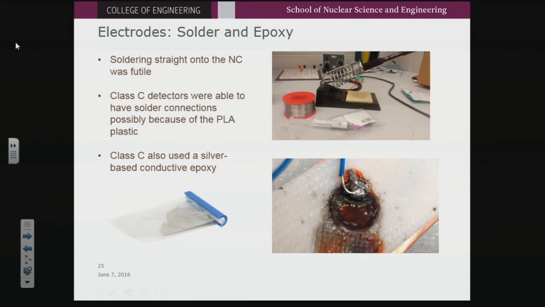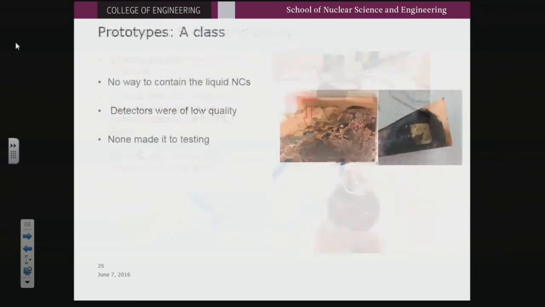So there are other electrodes: soldering and epoxy. Soldering onto the nanocrystals was a futile effort, at least I couldn't get it to work. For some Class C detectors, and I'll talk about what those are, we were able to employ soldering methods, but I believe the solder and the PLA plastic mixed together, and that's why it seemed to work. Although there's a physical boundary in actually touching the nanocrystal, that's how charge, I believe, was extracted. The best option, though, was the silver-based conducting epoxy that we got from Thorlabs. That was the simplest way to make those electrode connections.